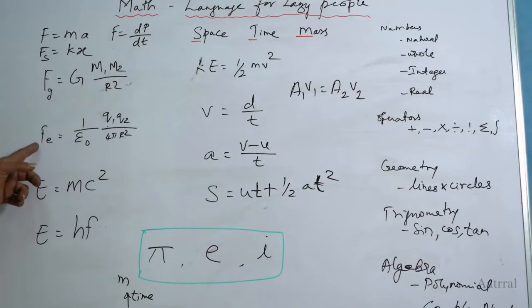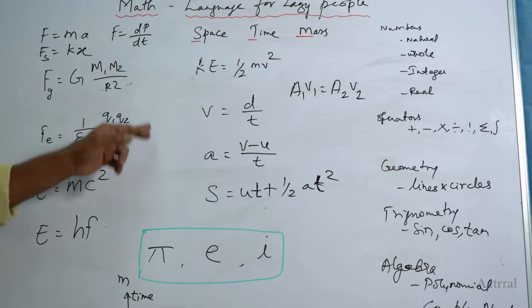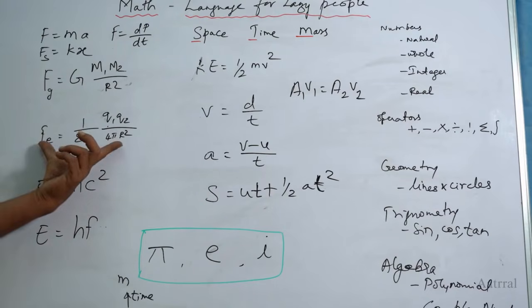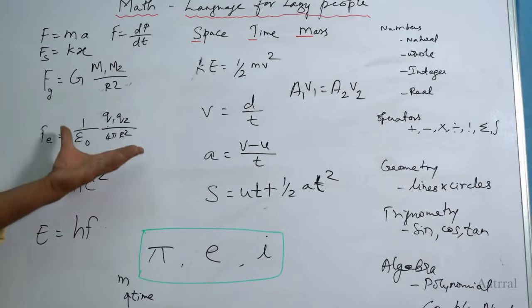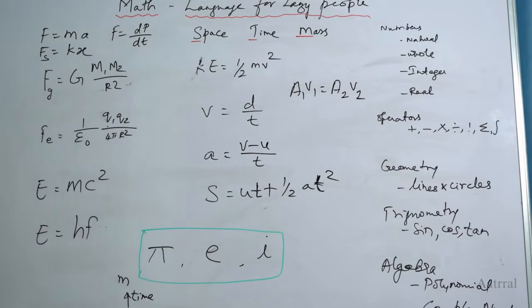So here again, this is a spring force, this is an inertial force, this is the gravitational force, and this is an electric force. Electric force also has some symbols. Just by seeing the symbols, how do we understand what it really means? That's what we will be exploring through this set of videos.